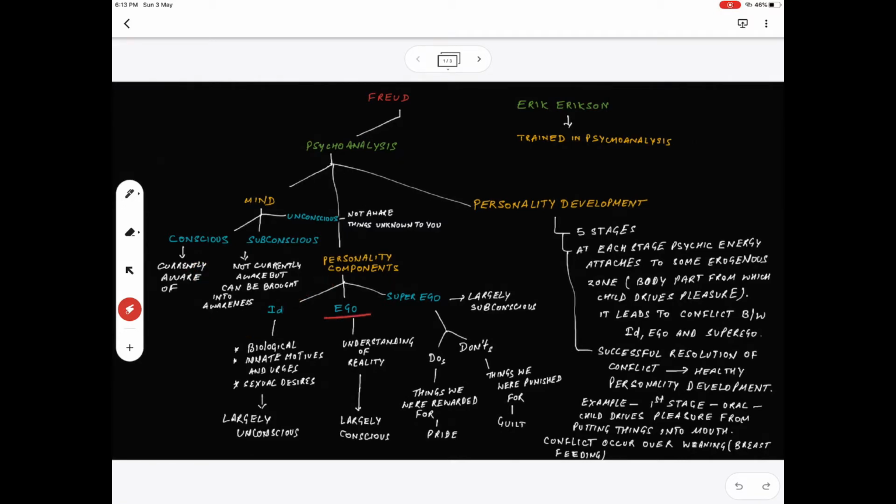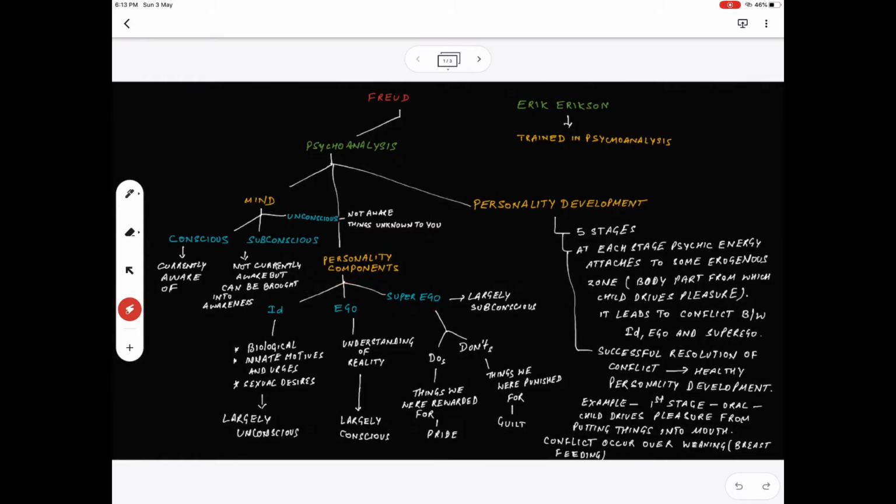The second part, he says, is the ego, which is your understanding of reality and yourself also. That component is the ego, and it is largely conscious. The third part is the superego, which is largely subconscious, and it includes do's and do nots. Do's are the things that you were rewarded for, and when you do such things, you feel pride. Do nots are the things that you were punished for, and if you do them, then you feel guilt. So as per Freud's psychoanalysis, the mind has three levels, and personality has three components.